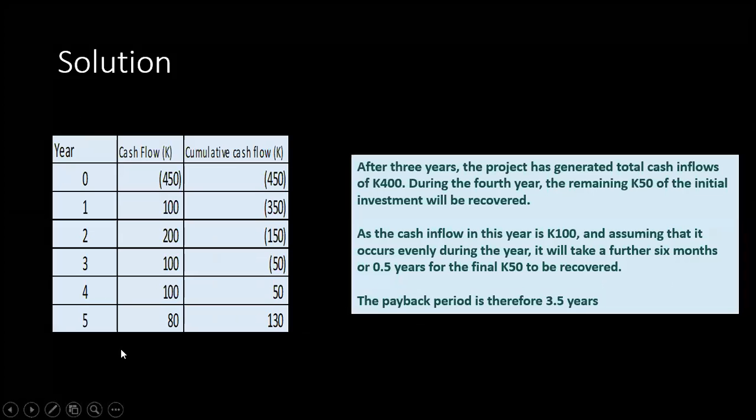Okay, so this is what we have already done. After 3 years, the project has generated total cash inflows of 400. During the 4th year, the remaining 50 kwacha of the initial investment will be recovered. As the cash flow in this year is 100 kwacha, and assuming that it occurs evenly during the year, it will take a further 6 months or 0.5 years for the final 50 kwacha to be recovered. So the payback period is therefore 3.5 years. Is it okay, Myra? It's okay now, coach. Okay, thank you.